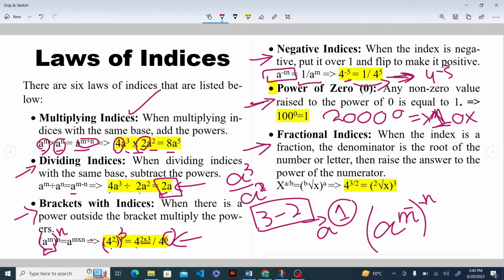Now the last law is fractional indices. Here we have index forms in fraction. The law says when the index is a fraction, the denominator is the root of the number or letter, and then raise the answer to the power of the numerator. Let's understand it by an example.